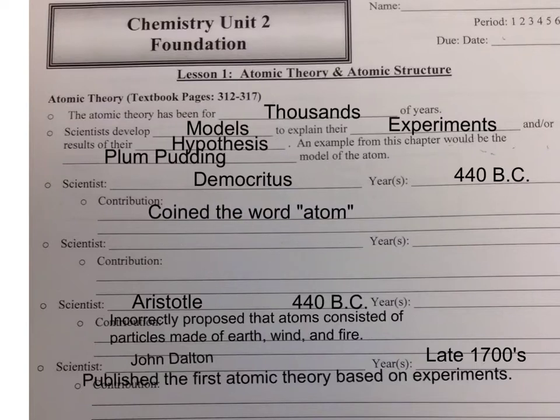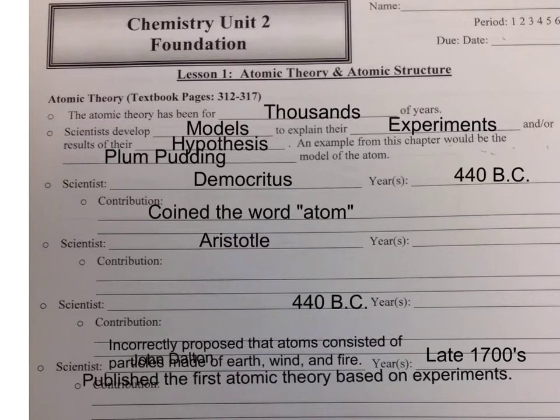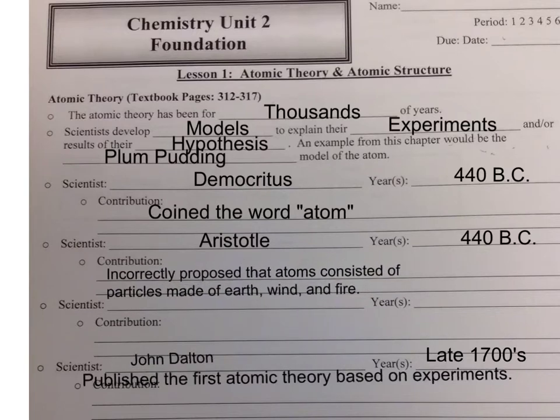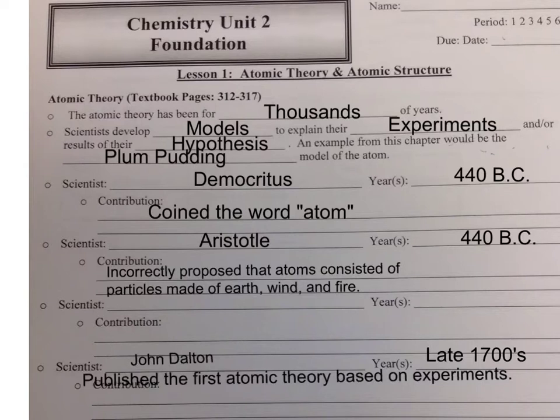The next scientist we'll discuss is Aristotle. He was around at about the same time, which would be about 440 BC. His contribution, ironically enough, was incorrect. He proposed that atoms consisted of particles made of earth, wind, and fire. Unfortunately, Aristotle's theory actually set back atomic theory a number of years.